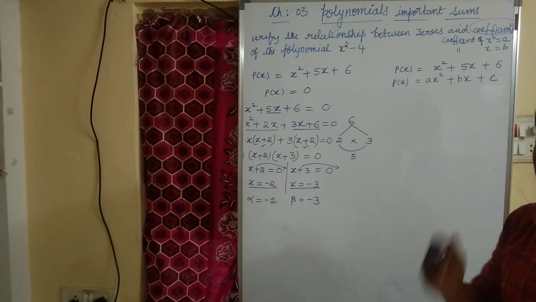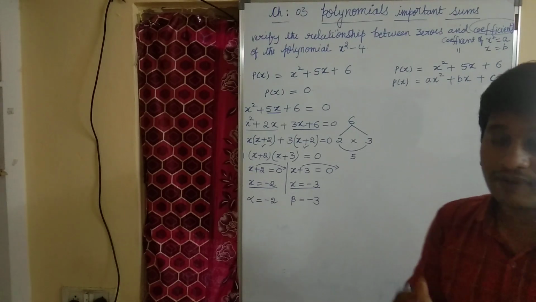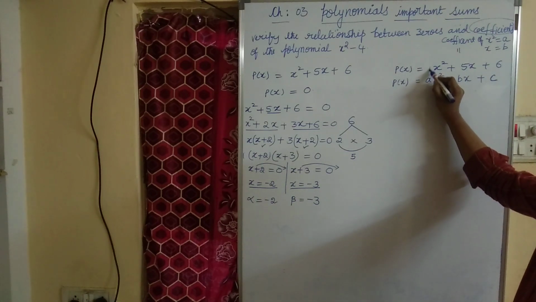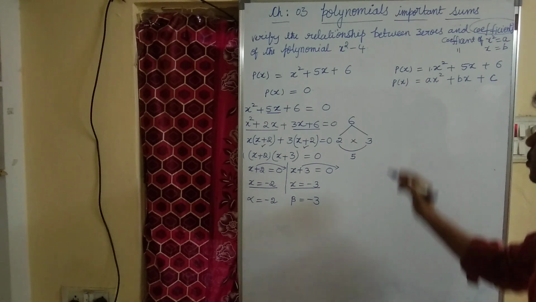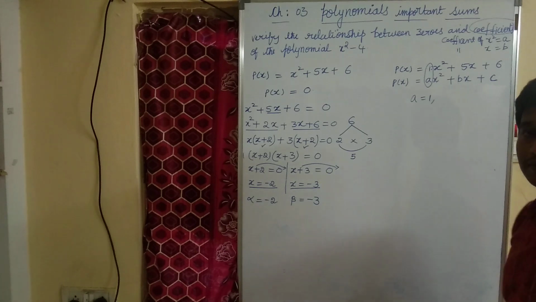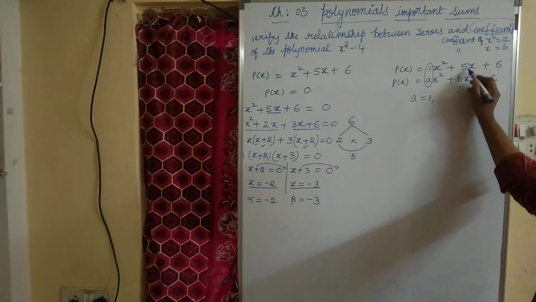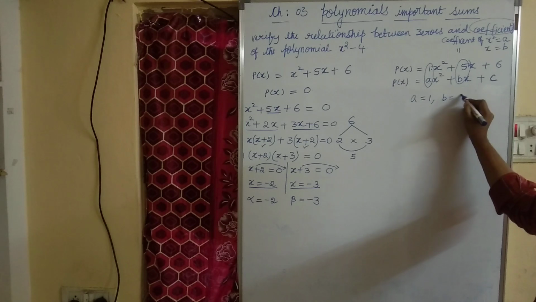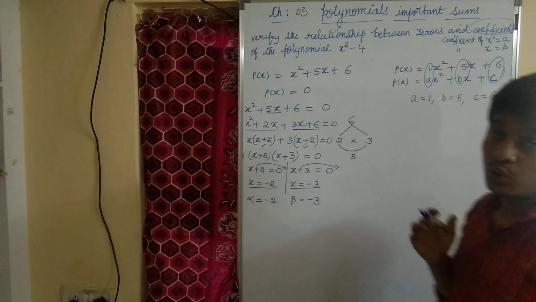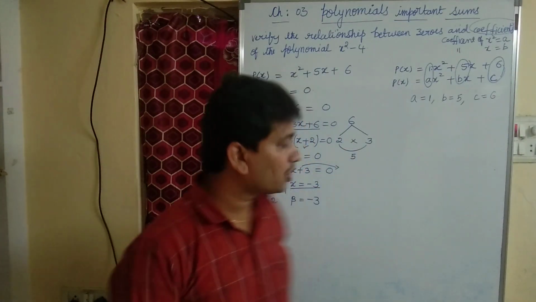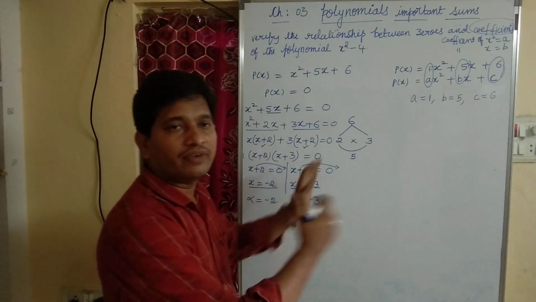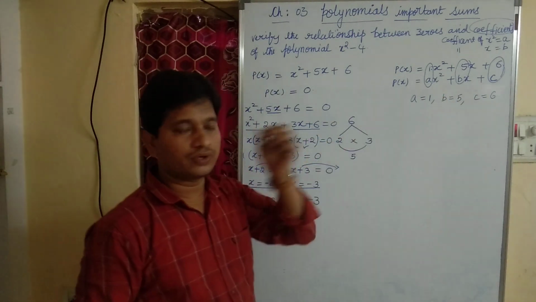When we compare the given polynomial with the standard form of the quadratic polynomial, what is the coefficient of x square? Here it is nothing but 1, right? So the x square coefficient a is equal to 1, the x coefficient b is equal to 5, and the constant is 6. So they are the coefficients. These are called zeros and they are called coefficients. Now we have to verify the relationship between zeros and coefficients.